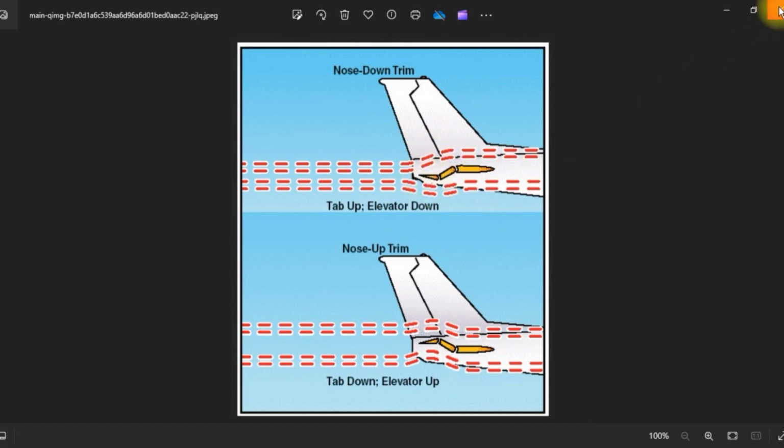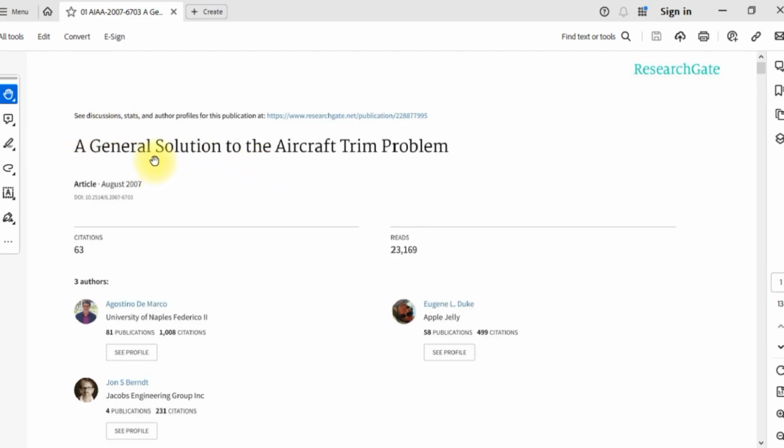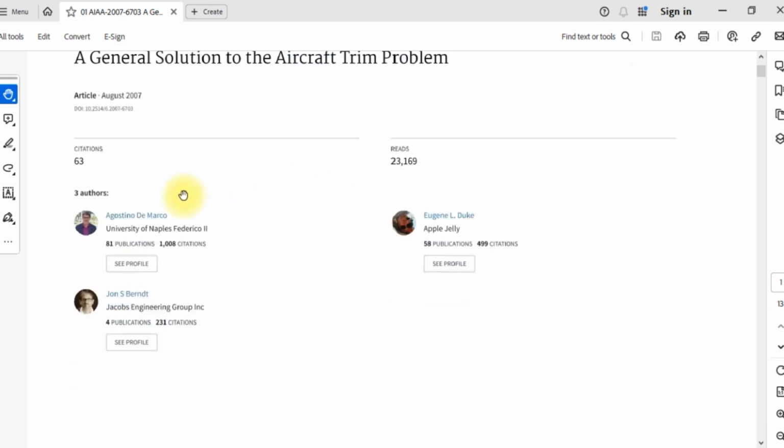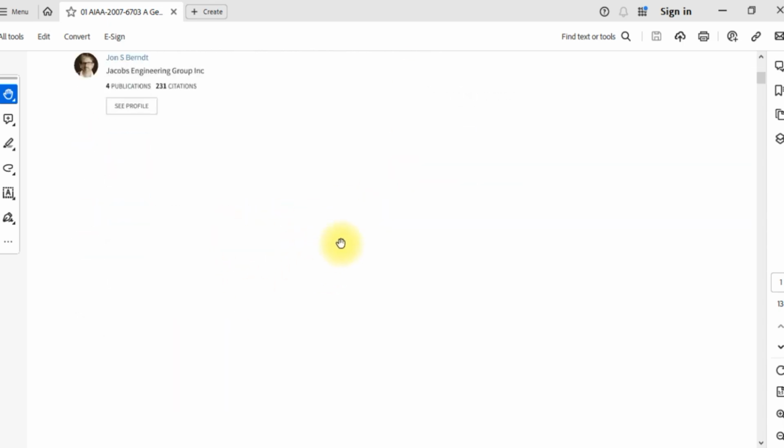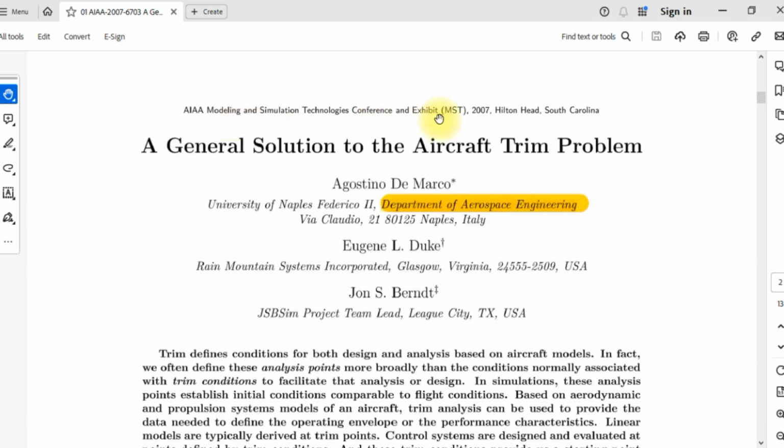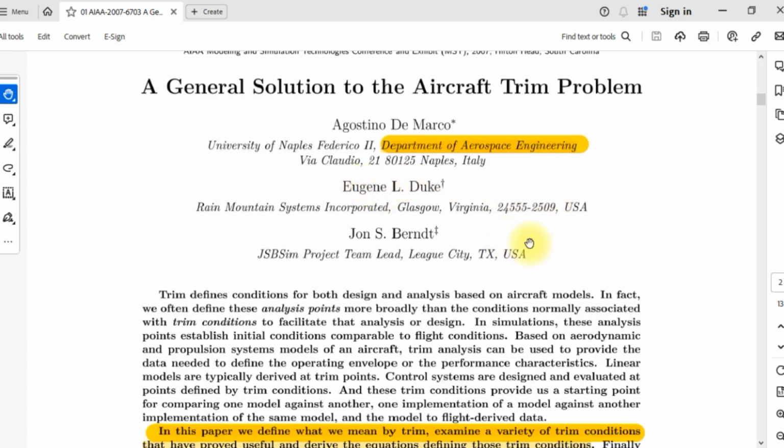So let's go back to the document now. A general solution to the aircraft trim problem. These three authors, Agostino De Marco and two Americans, so let's look at them closely. General solution to the aircraft trim problem. Agostino De Marco, University of Naples Federico II, Department of Aerospace Engineering. And we have these two American guys here.